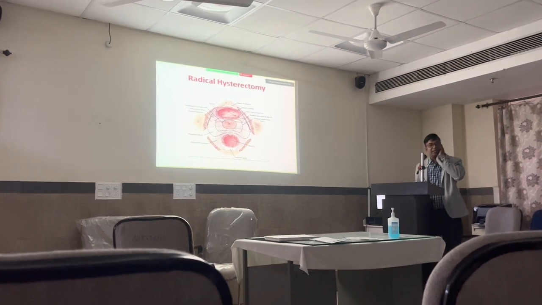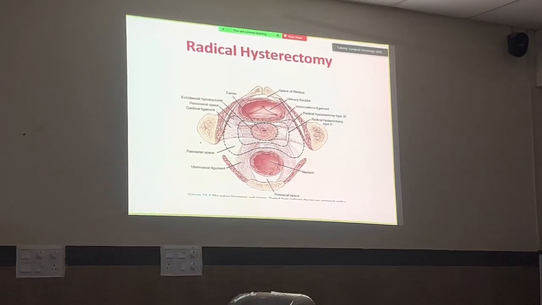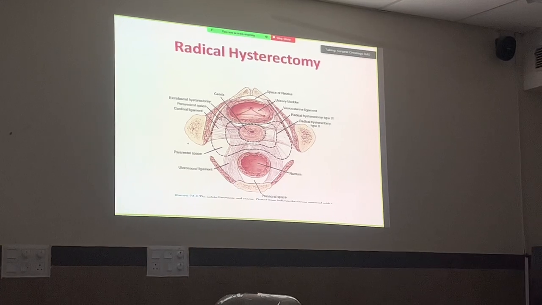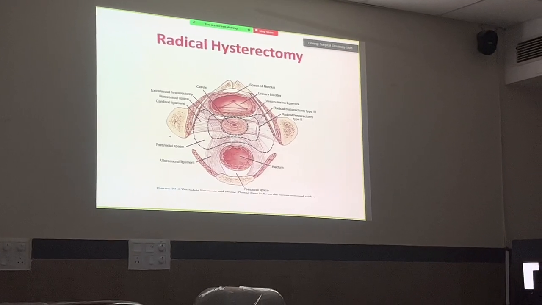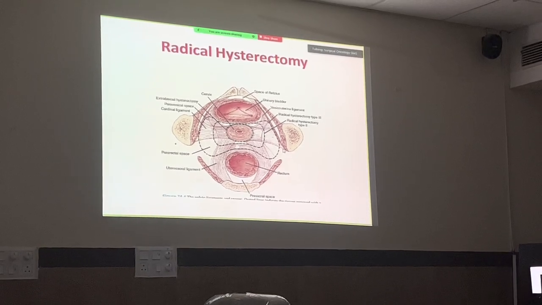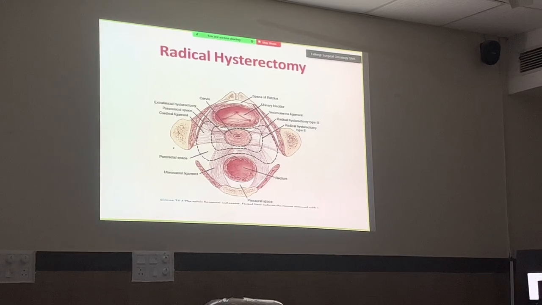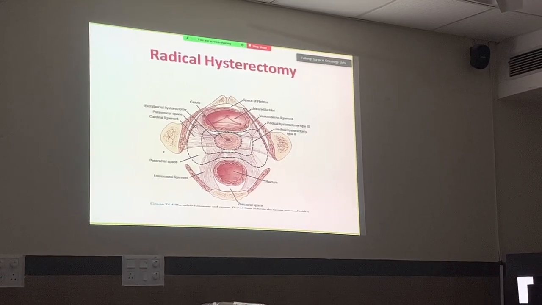Define this radical hysterectomy, then what should be your answer? Okay, so this is basically the surgery which is being done for carcinoma of the cervix, where we remove the uterus along with its surrounding connective tissue to a variable extent plus adequate vaginal margins.